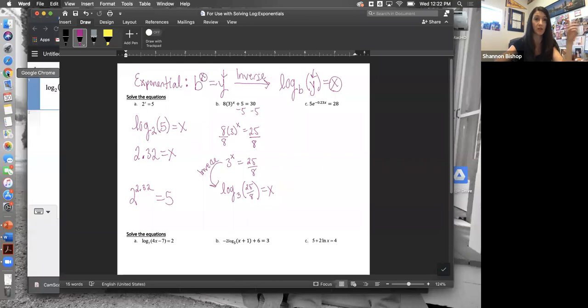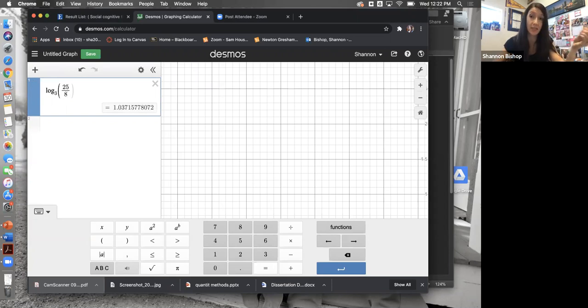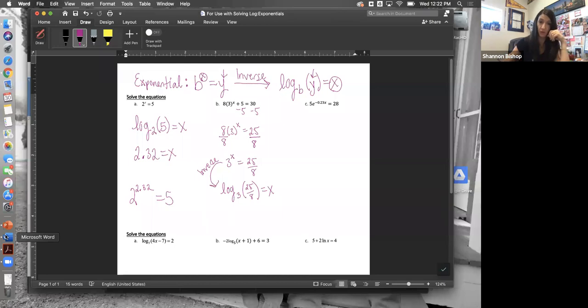So back into Desmos I go. This time I want the log base 3 of 25/8. And it turns out the answer is 1.037. 1.037 is the exponent necessary to make that problem work. That is the exponent that you would need in this problem. And the logarithm helps you solve the exponent.